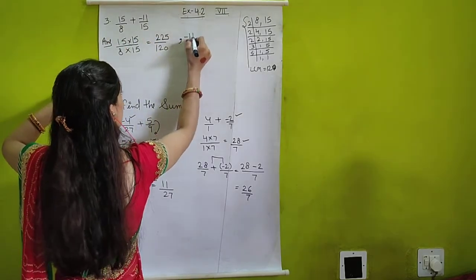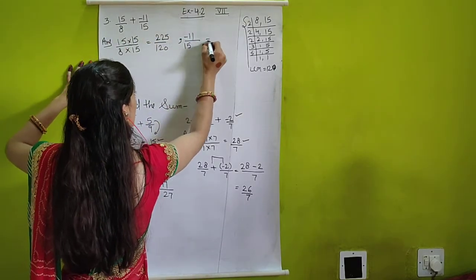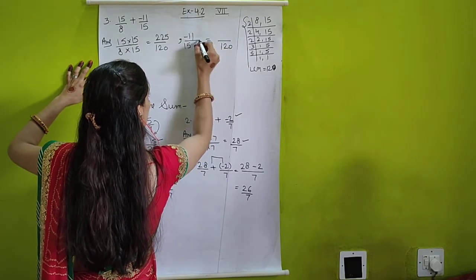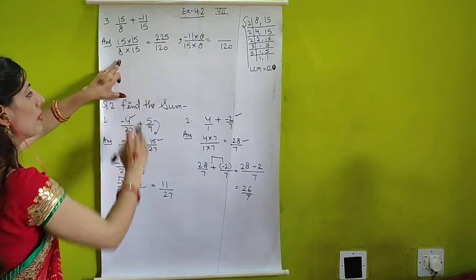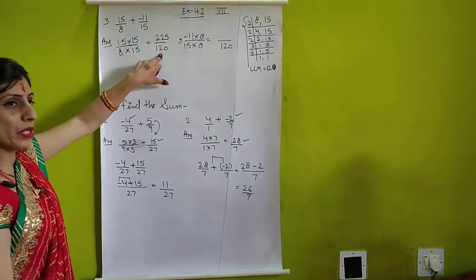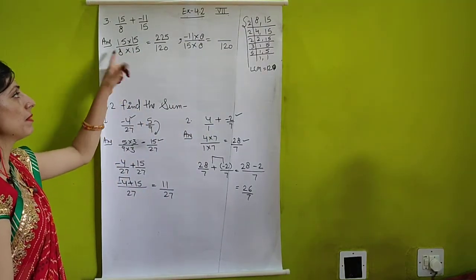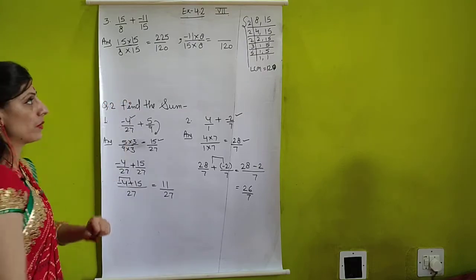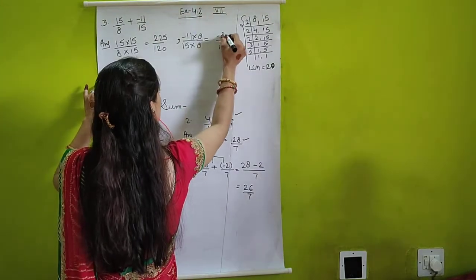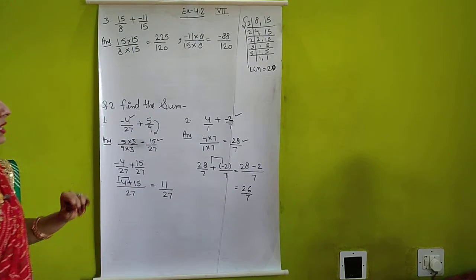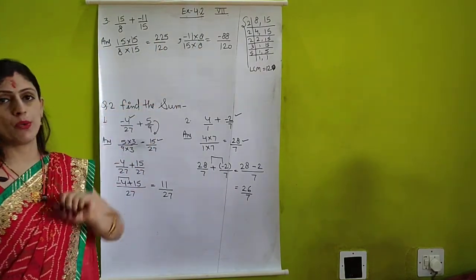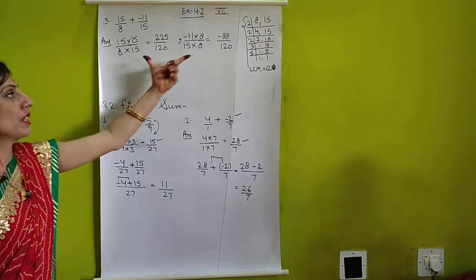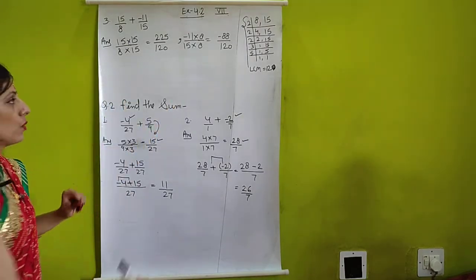Now here minus 11 upon 15, to make the denominator 120, multiply with 8, because when you multiply 15 with 8, it is 120. 15 multiplied by 8 will be 120, and upside minus 88 will come. Now you can see 225 upon 120 minus 88 upon 120. Okay students, now the denominators are the same. Easily you can add.